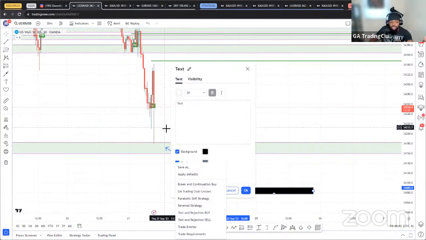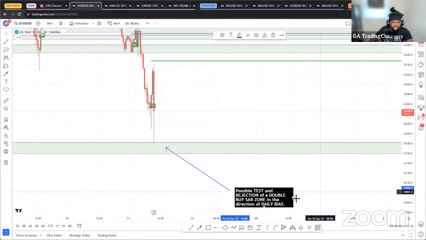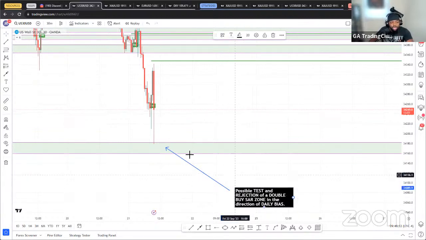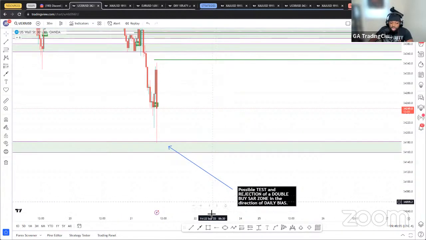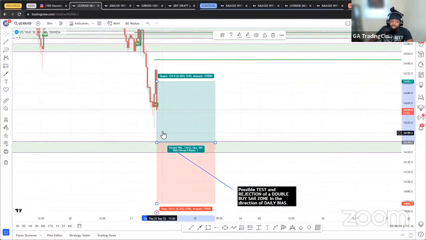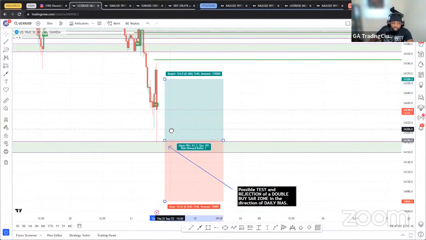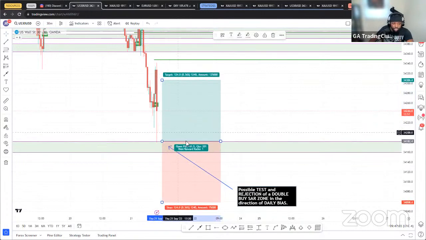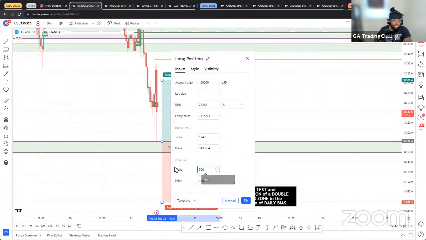Since in this instance my entry is below price, that would give me a test and rejection for a buy. So this is a possible test and rejection of a double buy SAR zone in the direction of the daily bias. For me to even buy US 30 here, I want to see this rejection. This is perfect for me, but I'm not a scalper to just hop in on impulse. So here, my stop loss for US 30 is 50 pips. My TP is 100 pips.